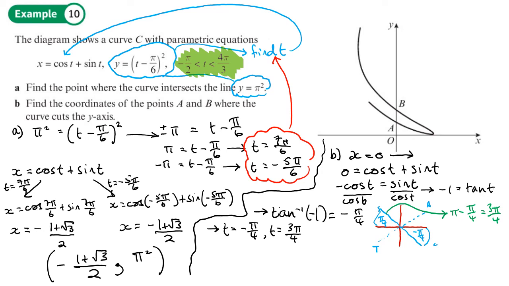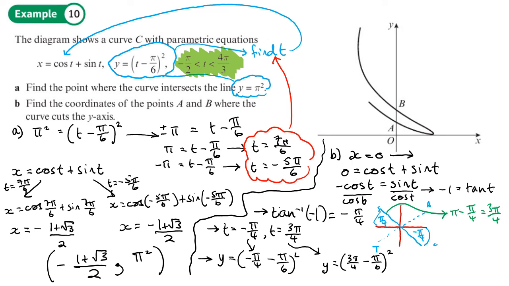So now we're almost done. The next thing that we need to do is substitute those values of t into the y part of the parametric equation to work out what the y values are of these points A and B. Right, so let's start with y equals (−π/4 − π/6) all squared. That's where we substitute that into there. And then we're going to do the same thing here. y equals (3π/4 − π/6) all squared.